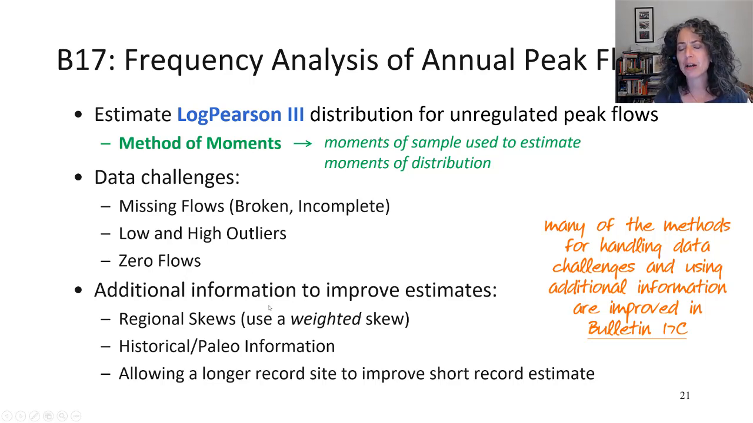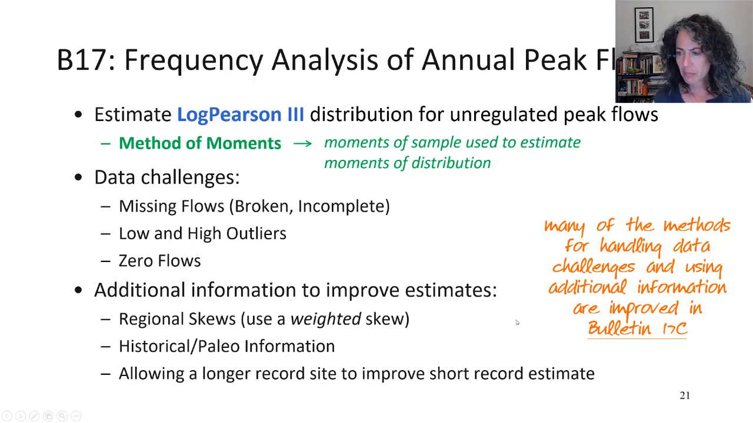The guidance also allows us to use some additional information that can help improve the probability estimates. So there are methods for using regional skews, for using historical or paleo information about large floods that have happened in the past, or the fact that no large floods have happened in the past. And there are also approaches for using a longer record site nearby to improve the probability estimates for a short record site. Right. So that's all I'll say about Bulletin 17B and C for now, and we'll have another lecture on that later.